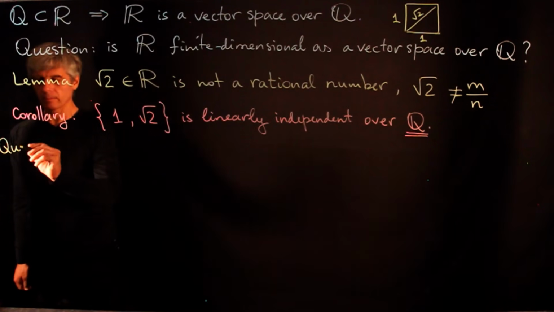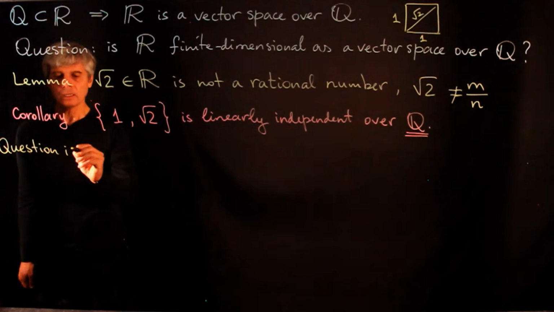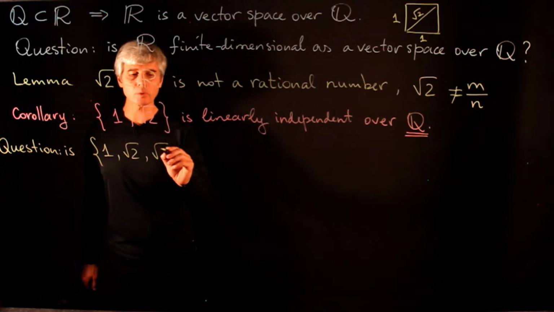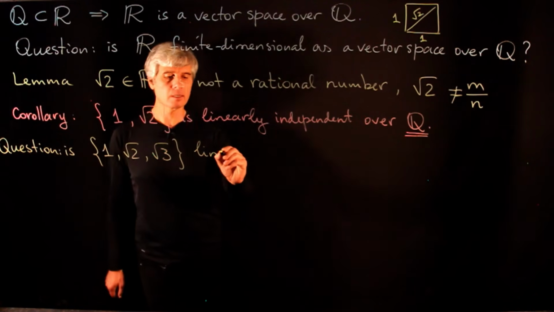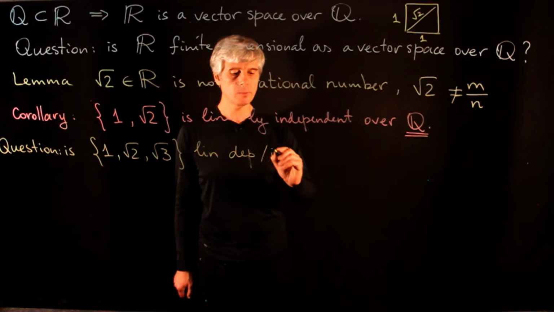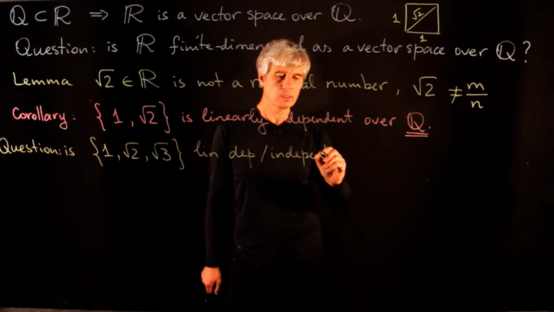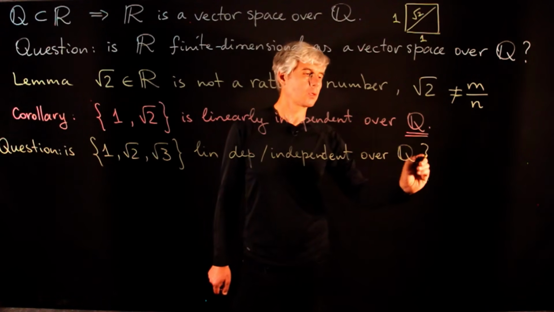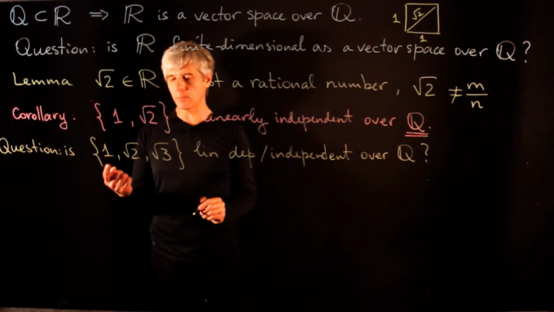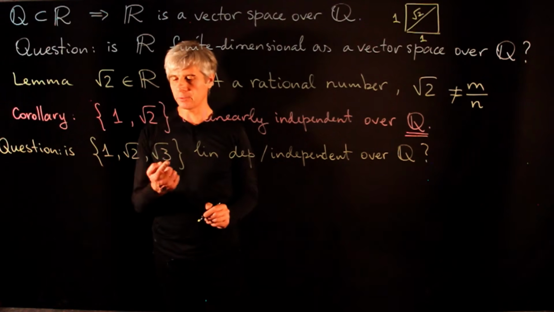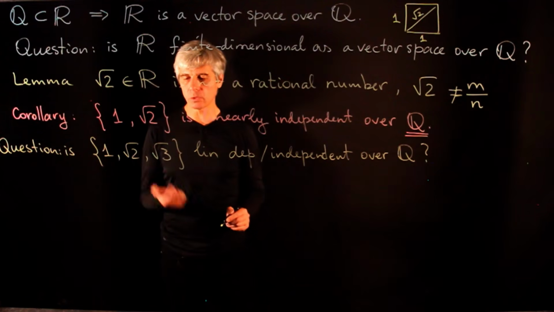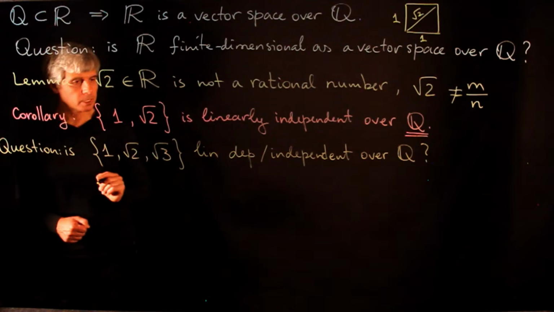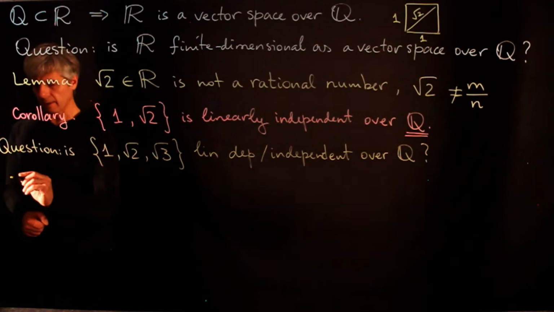We can ask a question. Is the following set, 1, square root of 2, and square root of 3, linearly dependent or independent over Q? So in other words, can we find a rational linear combination of these three numbers with non-zero coefficients that is equal to 0? There is one lemma that we proved in the previous lecture that says the following.